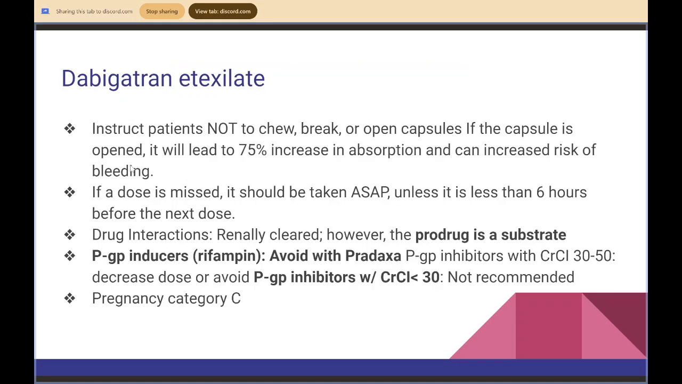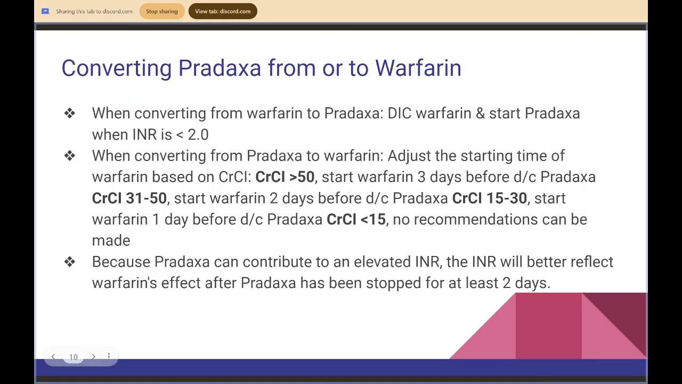So, if a dose is missed, it should be taken ASAP unless it is less than 6 hours before the next dose. Renally cleared here, however, the prodrug is a P-gp substrate. So, if the patient is taking a P-gp inducer, such as rifampin, we want to avoid it, and you may need to decrease dose or avoid altogether. This is a pregnancy category C medication. If you recall, the benefit has to outweigh the risk in non-life-threatening situations.